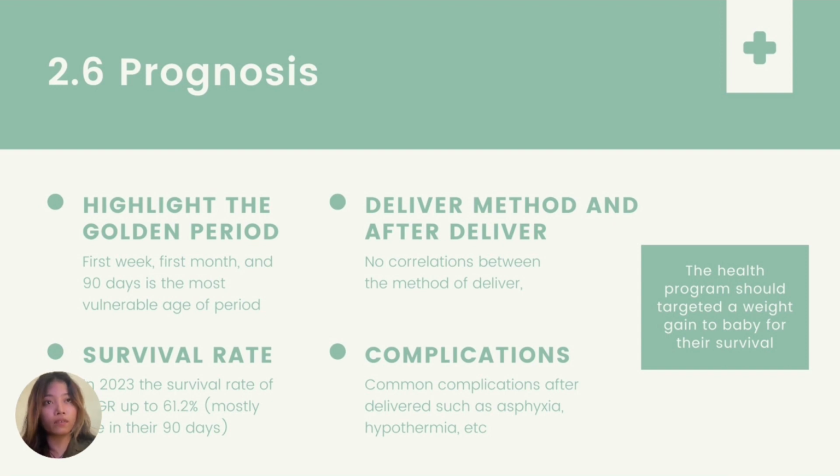When the baby survives, the health program should target weight gain with good nutrition for their survival, which can decrease the mortality rate to 60%, and they should also be monitored since complications can arise, such as perinatal asphyxia, hypothermia, hyperglycemia, jaundice, feed intolerance, and can also lead to neurobehavioral abnormalities.